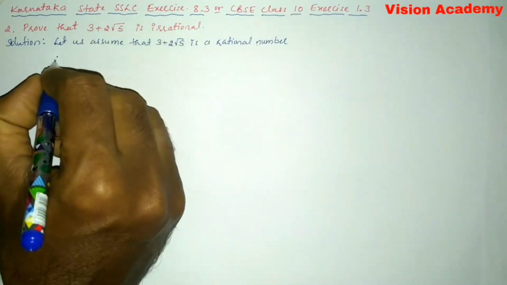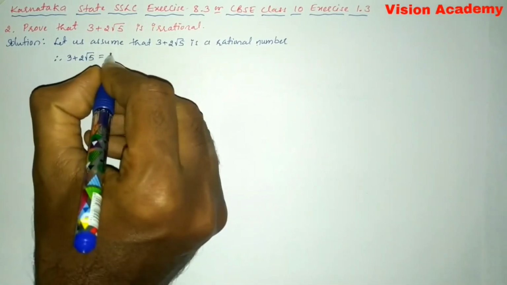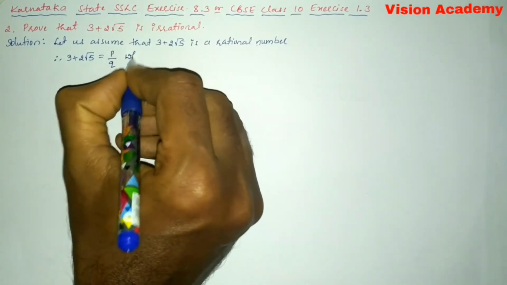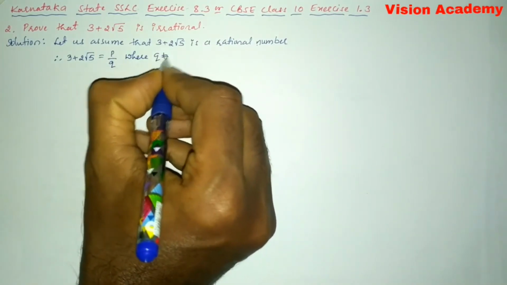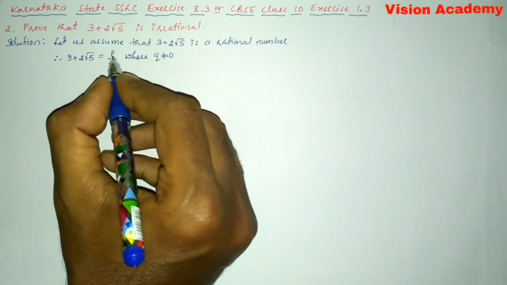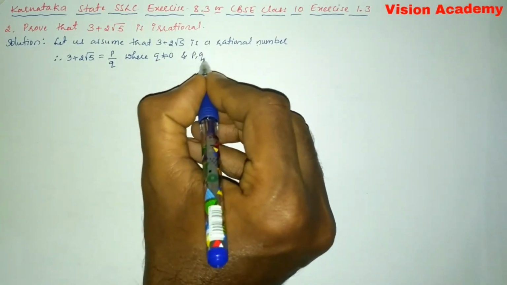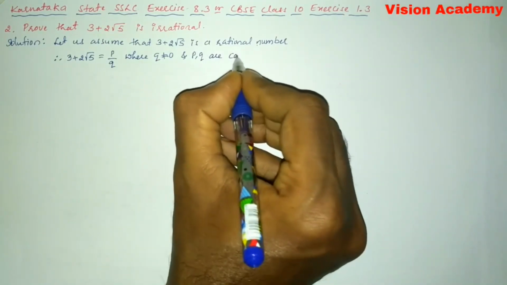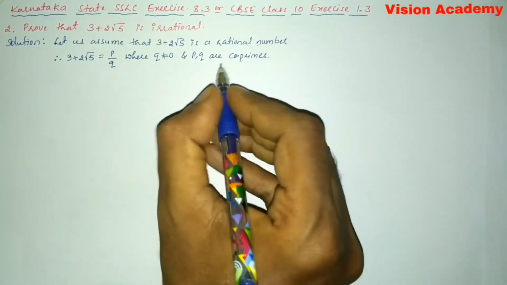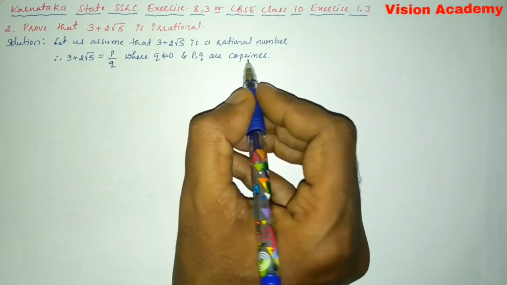Now therefore we can write 3 plus 2 square root of 5 is equal to p by q, since a rational number can be written in p by q form, where q is not equal to 0. If q is equal to 0, then this leads to infinity. Now we'll write p, q are co-primes. Here the numbers whose HCF is 1 are called co-primes.